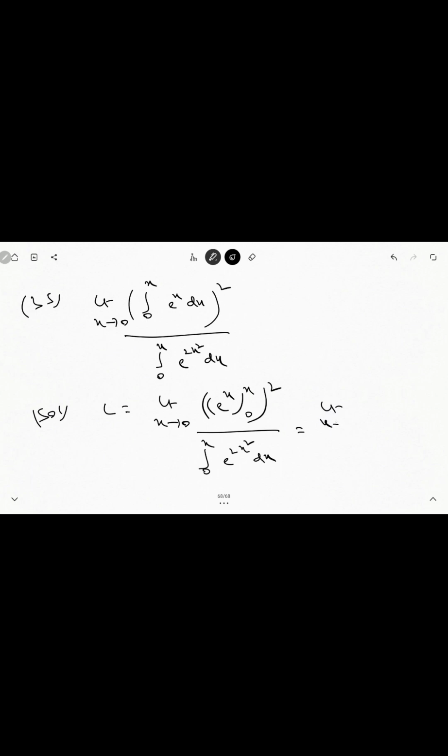So limit x tends to 0. Apply integration now. e power x, upper limit is x, minus e power 0, that is 1, whole square, by the denominator e power 2x square integral between 0 to x. Now apply 0 by 0, because e power 0 is 1, I am getting 0 by 0 only, because here also the limits are 0 to 0. So apply the L'Hospital rule, you will get the answer.